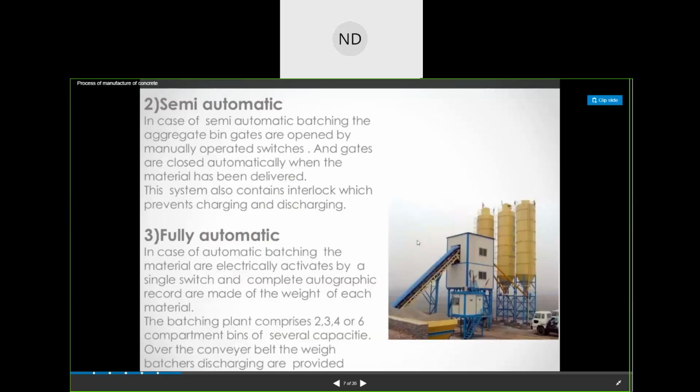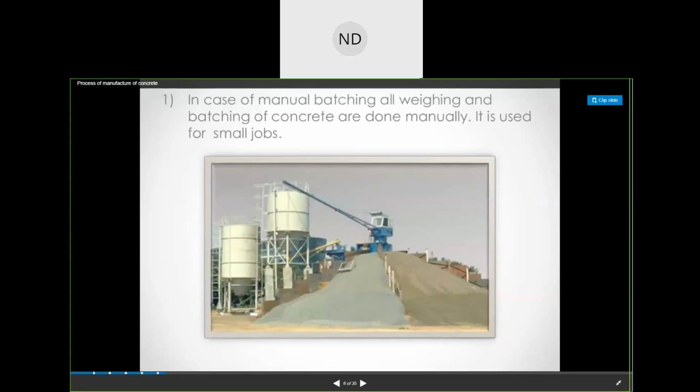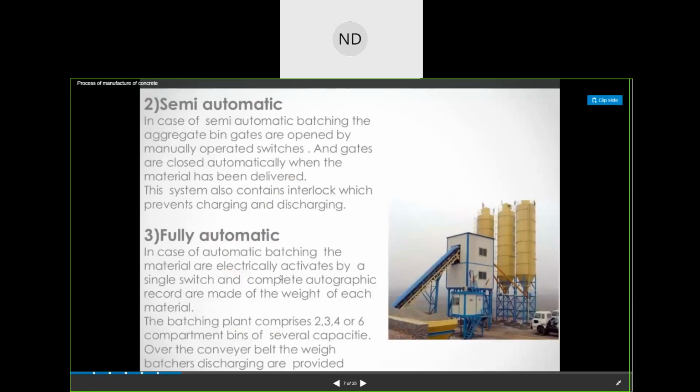Next is semi-automatic. In semi-automatic batching, the aggregate bin gates are opened by manually operated switches and the gates are closed automatically when the material has been delivered. This system also contains interlocks which prevent charging and discharging. In manual batching, a person operates all these things and mixes from here to here. But in semi-automatic, these are the operators. This can be your cement, this can be your aggregates, you are pulling them here, and then it is mixed here. So it is semi-automatic. Why?